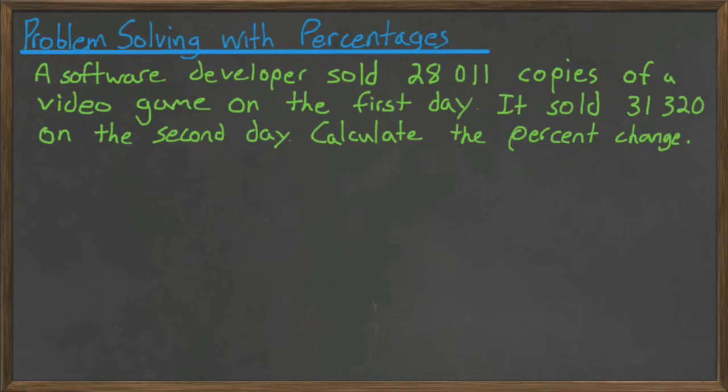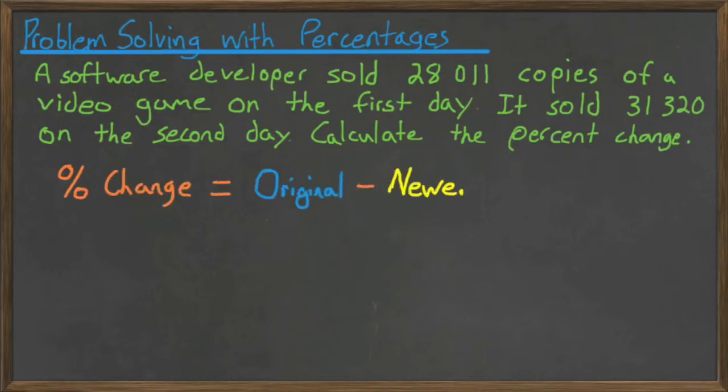Welcome back. We're going to look at some problem solving with percentages. A software developer sold 28,011 copies of a video game on the first day, 31,320 on the second day. We're going to look at our percent change.